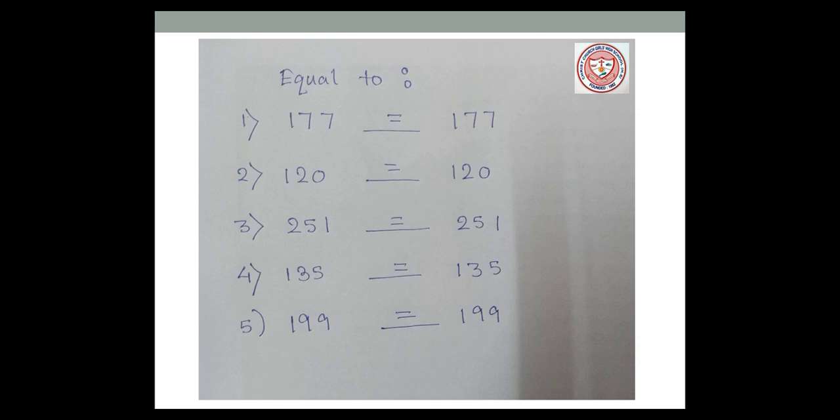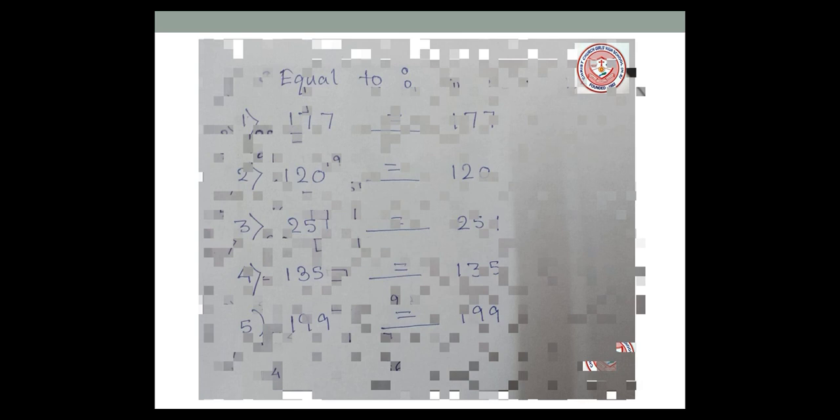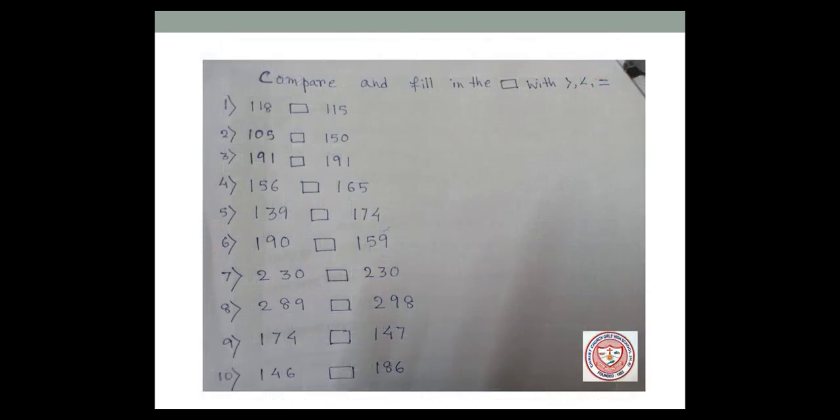Now practice the following sums. Compare and fill in the box with the suitable signs. 118 and 115, 105 and 150, 191 and 191, 156 and 165, 139 and 174, 190 and 159, 230 and 230, 289 and 298, 174 and 147, 146 and 186.